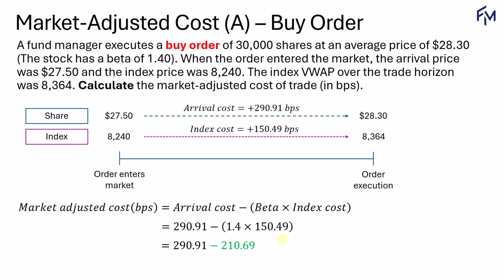So in fact, the trader would have a better performance relatively without the effect of the market movement. Even though of course in absolute terms 80.22 is still considered underperformance because it's a positive cost. But without the market movement, the trader would have fared better. Now, if the beta times the index cost is large enough, the market adjusted cost can even become a negative number, which would be a good thing, which tells us that the trader would have even outperformed, if, let's say, the index cost was large enough.